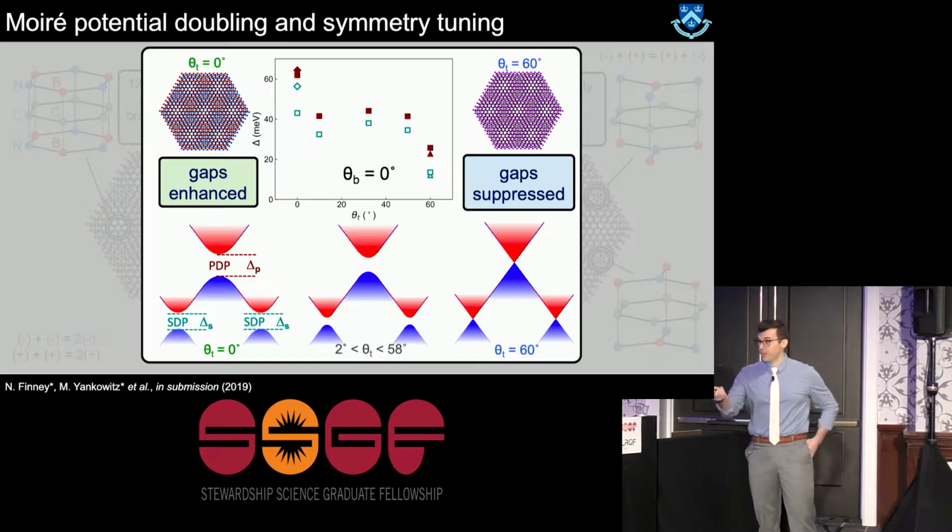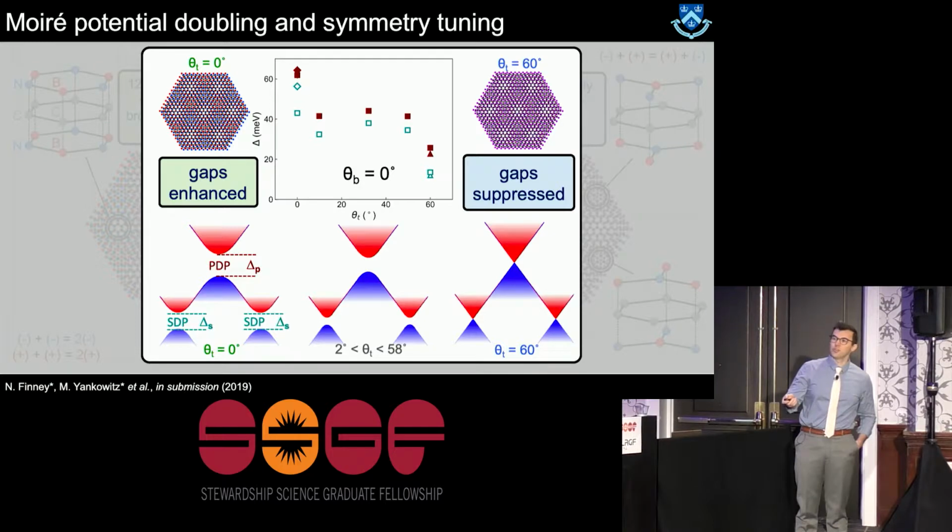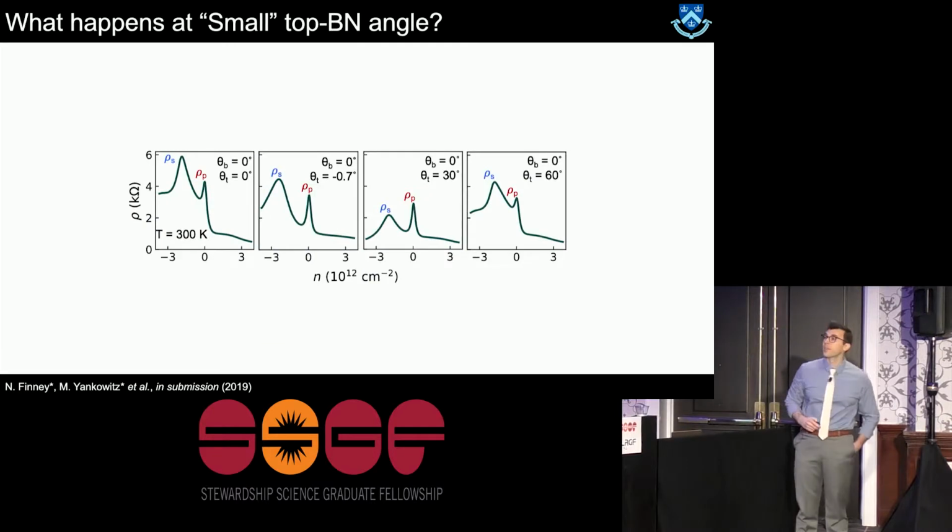OK, and then if we're going to draw a cartoon of how we think the band structure is evolving, here's the nominal graphene aligned to single layer of boron nitride. When it's doubly aligned in this favorable condition where theta t equals 0 degrees, we get this increase in the gap. And then at 60 degrees, we sort of return to this picture where maybe the Dirac crossings are protected.